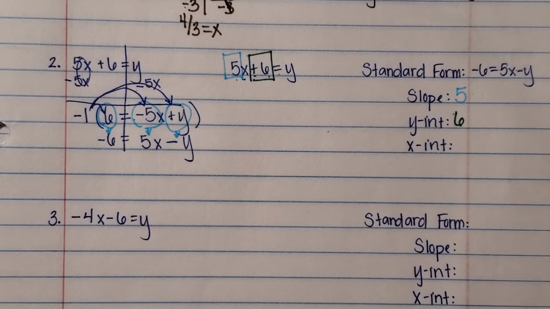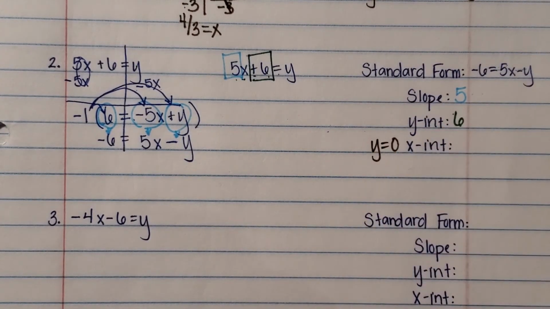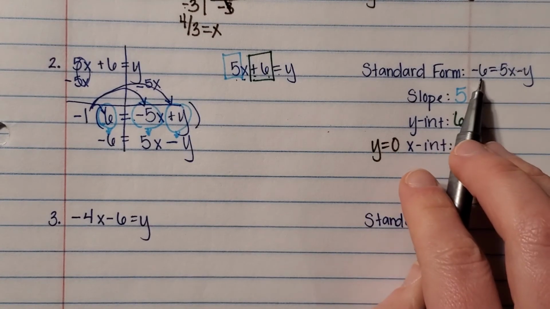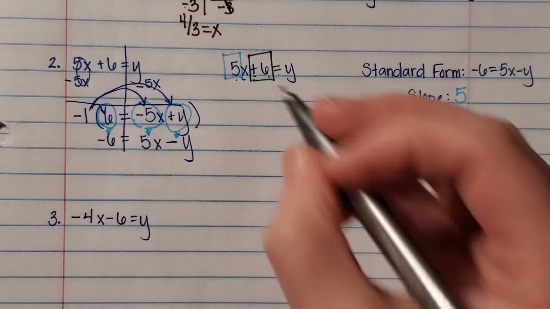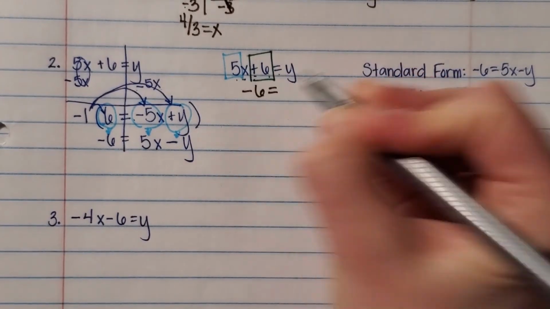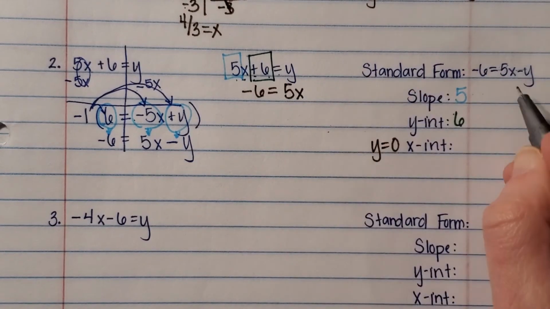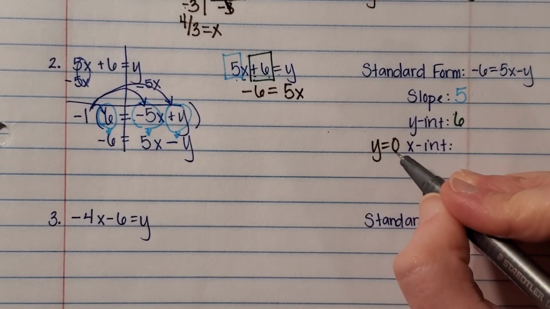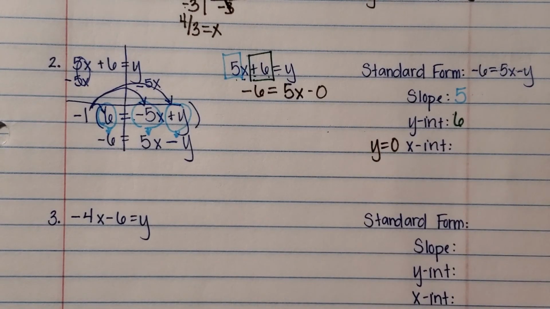Now let's solve for x-intercept. Remember, x-intercept is when y equals 0. Let's go ahead and use our standard form equation this time to solve for our x-intercept. It starts with negative 6 equals 5x. I don't know what x is, so I'm going to write it down. And then it ends with minus y. Well, I know my y value is 0. I can write minus y, but it doesn't really change my equation, so I'm just going to cross it off.